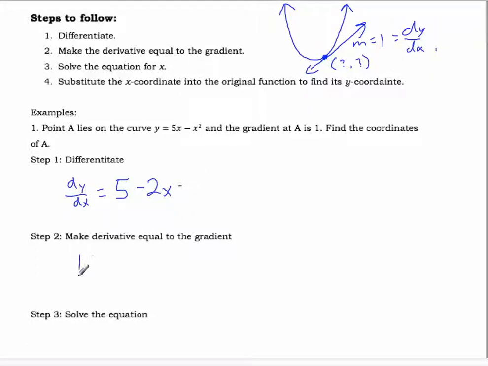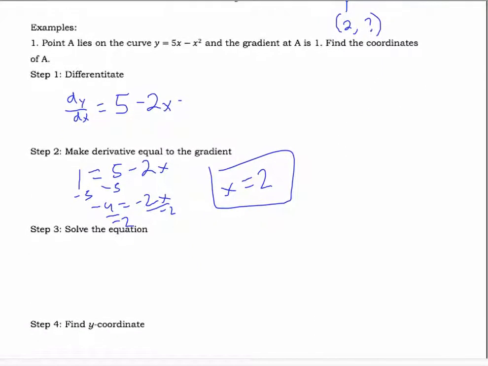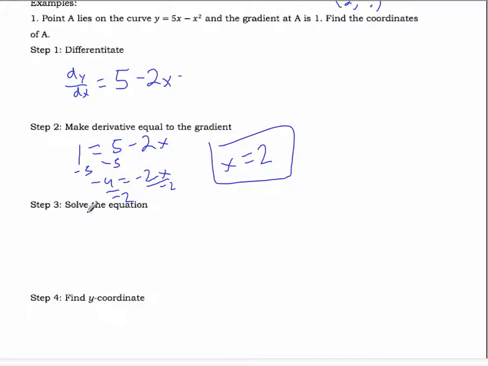So we're going to set this equal to 1, so we're going to have 1 equals 5 minus 2x, and then just solve for x. So we have negative 4 equals negative 2x, and divide by negative 2. We're going to get x equals 2. So we know now that the x coordinate here is going to be 2, and then we have to find the y coordinate.